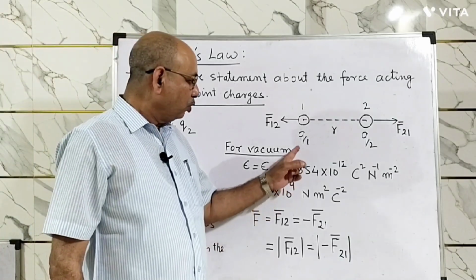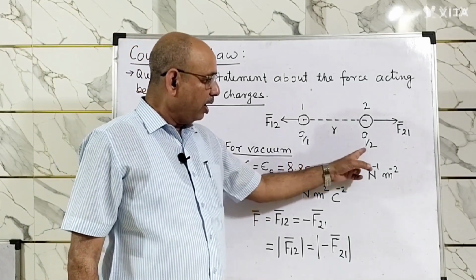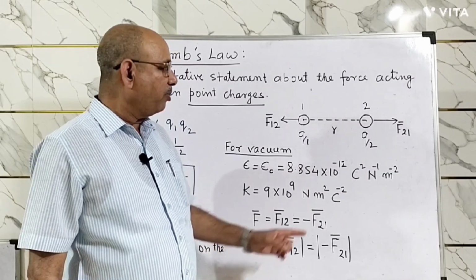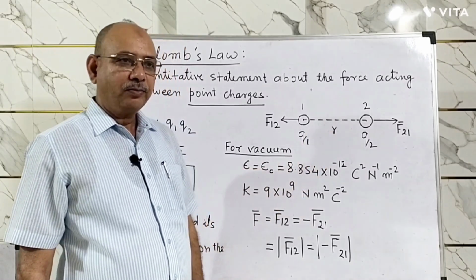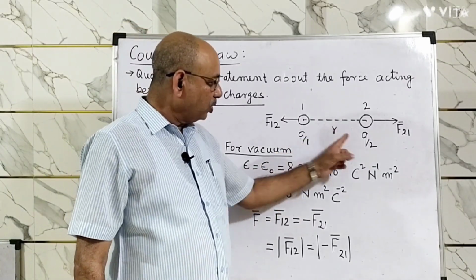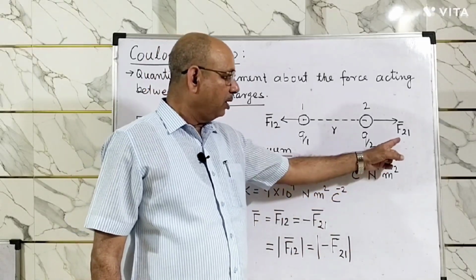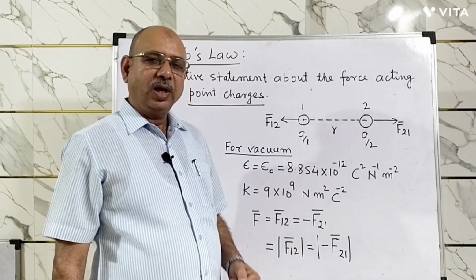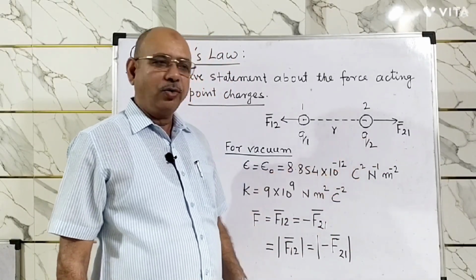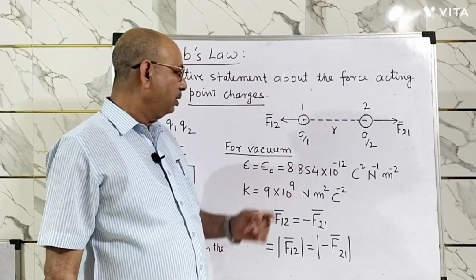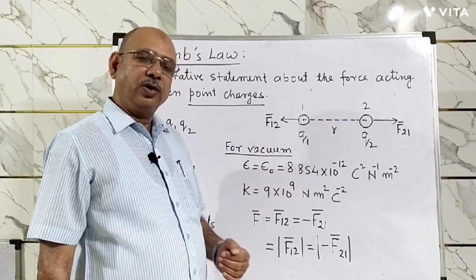Here I have considered two charges of value q1 and q2 separated by a distance r. Now q1 acts a force on q2 given by F21. In the same way, q2 also acts a force on q1 given by F12.